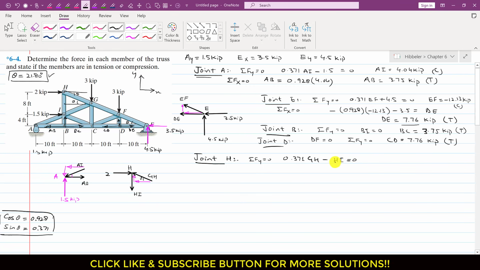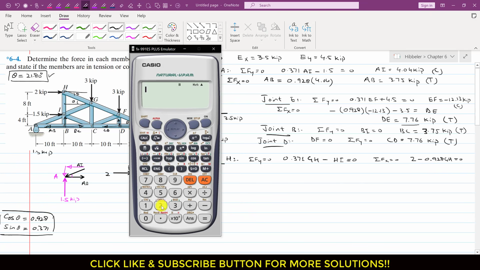And since both of these are unknown, again we will apply the summation of forces along x equals to 0. So now as we can see that this 2 kip force is acting in the positive direction, so I will write 2, and this cos component is acting in the negative x direction, so this is GH cos of theta, and cos theta is 0.928, so I will write minus 0.928 GH, and this is equal to 0. So from this, GH is equal to 2 divided by 0.928.